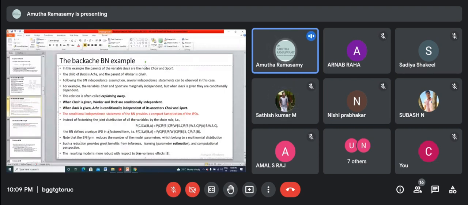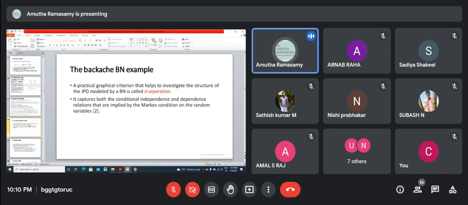So note that the BN form reduces the number of the model parameters which belong to the multinomial distribution. Such a reduction provides great benefit from inference, understanding, learning, and computational perspective. So the resulting model is more robust with respect to bias and variance. We are not dealing with every dependent statistic and going through analysis of variance and all these things; they are not coming in the Bayesian.